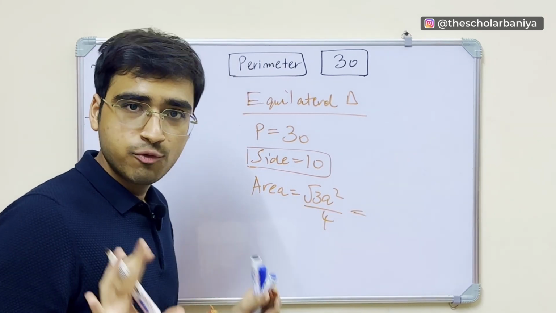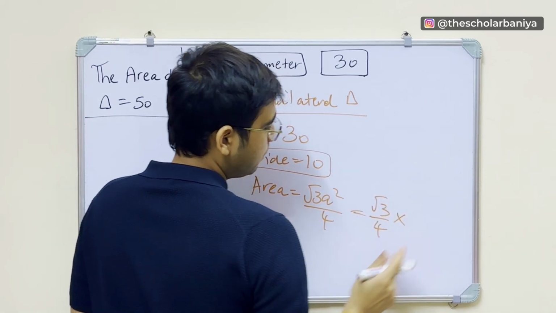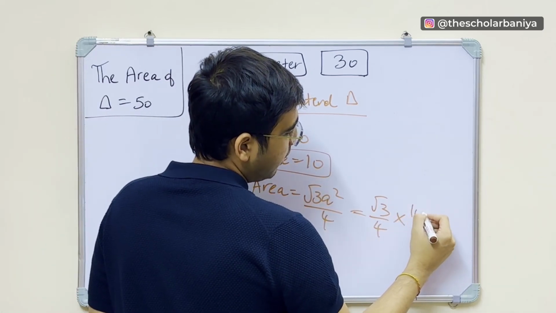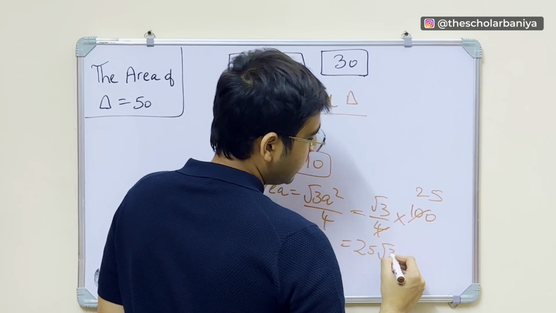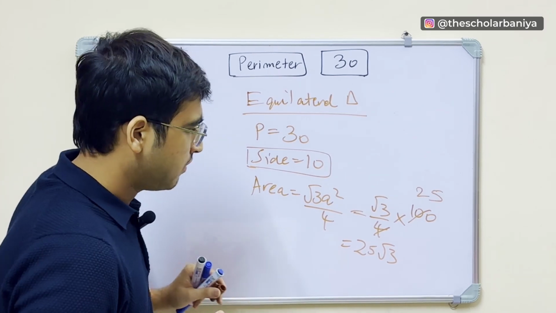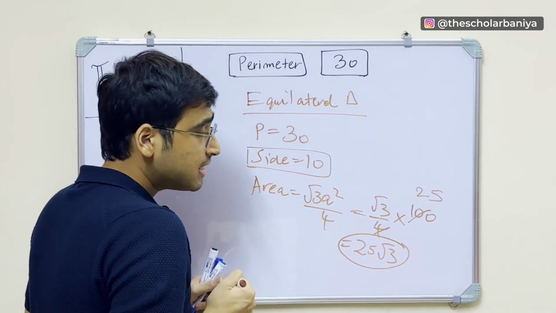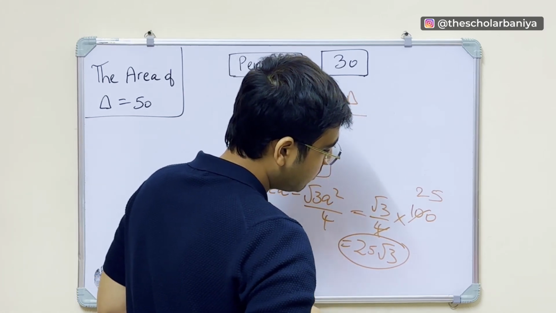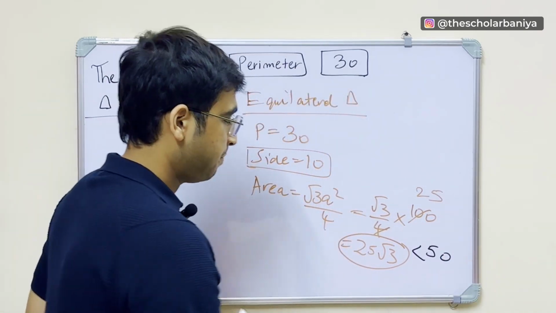I'm talking right now about everything for an equilateral triangle. So what is this? Root 3 upon 4 into, what is a square? a is the side. So side is 10. So that means 10 into 10, 100. So 100 by 4 is 25. So this comes out to be 25 root 3, right? And root 3 is, for example, 1.7 something, whatever. But the point is that 25 root 3, this value is less than what? It is less than 50. This value is less than 50.